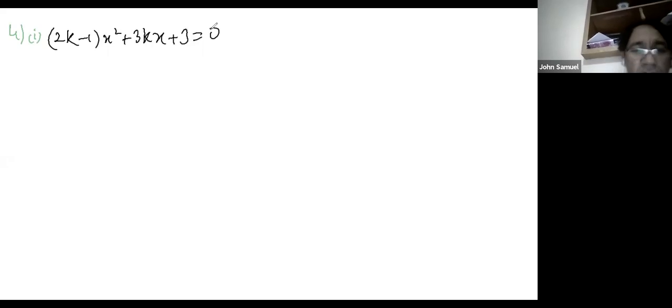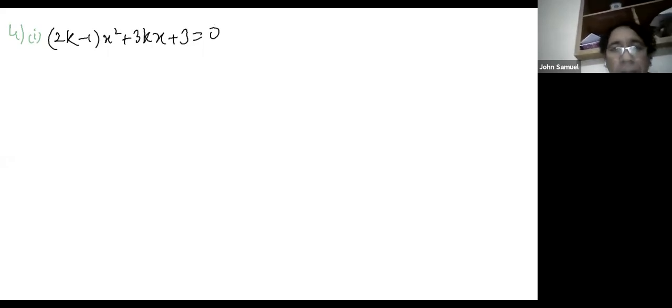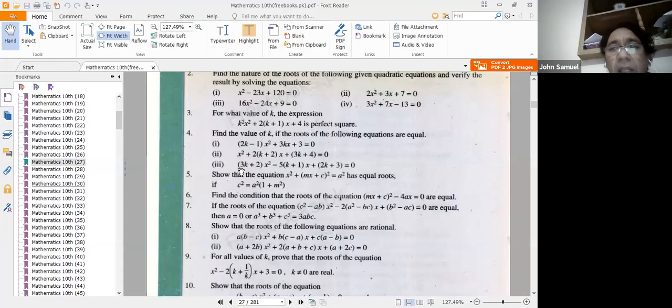Let's read the question once again. I'm sharing my book with you people. Look, my dear student, the question is here. Find the value of k if the roots of the following equation are equal.